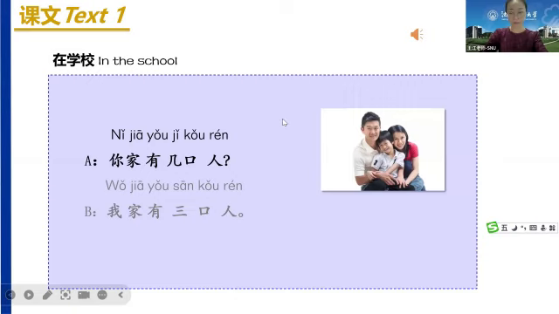课文一， Text 1. 你家有几口人？ 我家有3口人。 New words. 家 家 有 有 口 口。Okay, that is text 1.